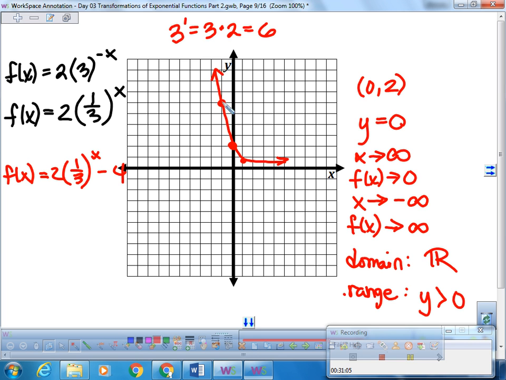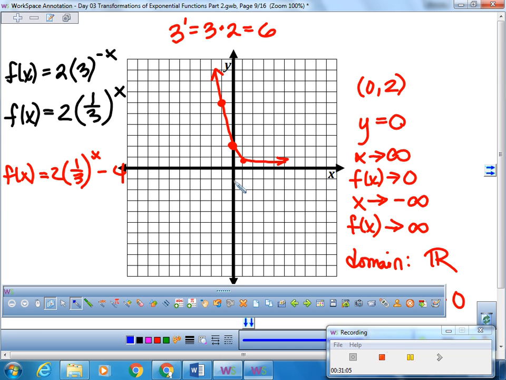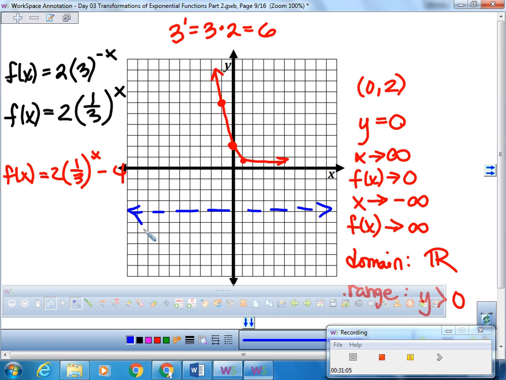So, what happens when I change this to negative 4? How does that change my range? If I drop my asymptote down 4, 1, 2, 3, 4, how would that affect my range? What would my range now be? Y would have to be greater than negative 4, right? If my whole graph shifted, y would have to be greater than negative 4. Okay. I'm just going to let you guys work.